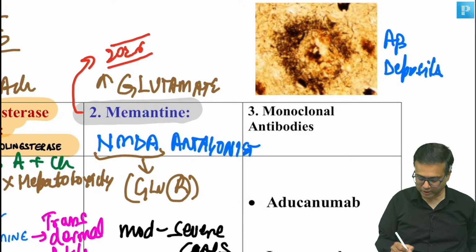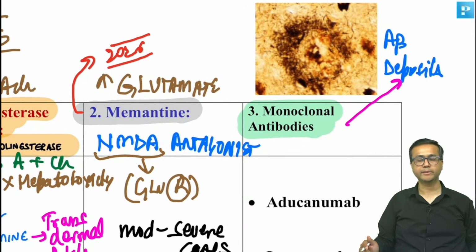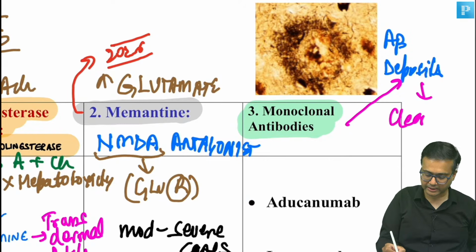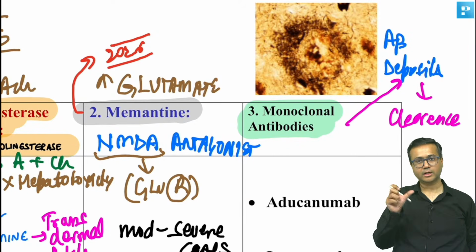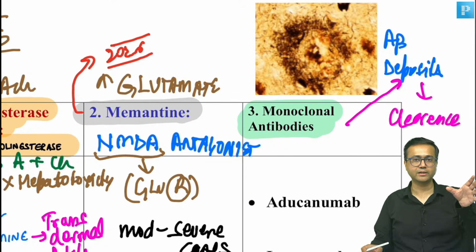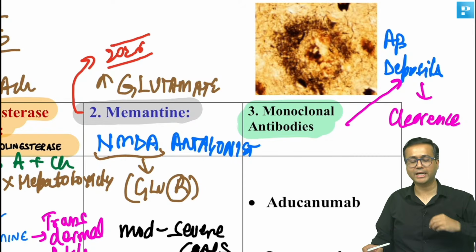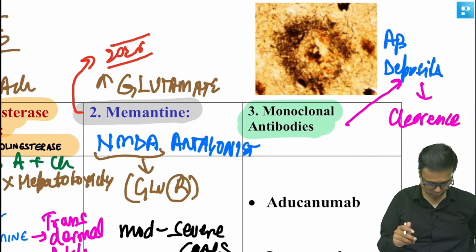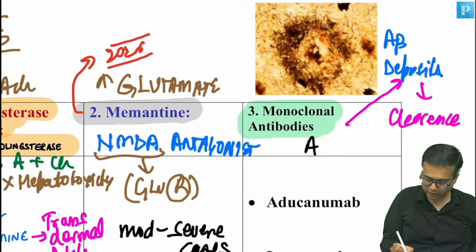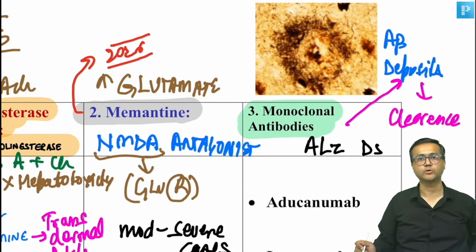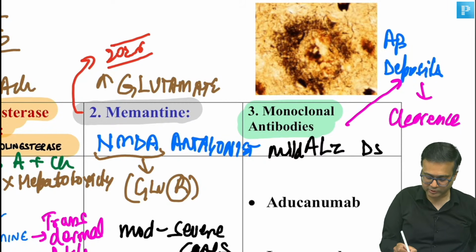So these monoclonal antibodies, beta, what do they do? They bind to these A beta deposits and help in their clearance. So this is a newer category of drug, beta, which is approved. The first two categories we discussed can be used for other causes of dementia, but monoclonal antibodies, please remember, are used specifically for, very good, Alzheimer's disease. Very good, especially mild cases of Alzheimer's disease.